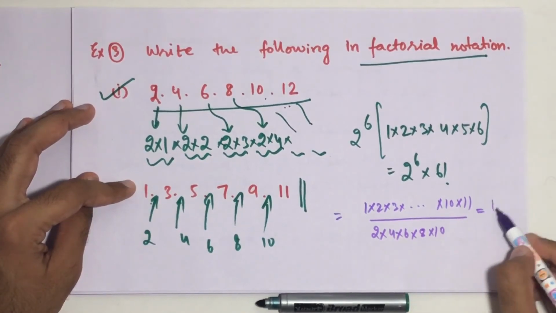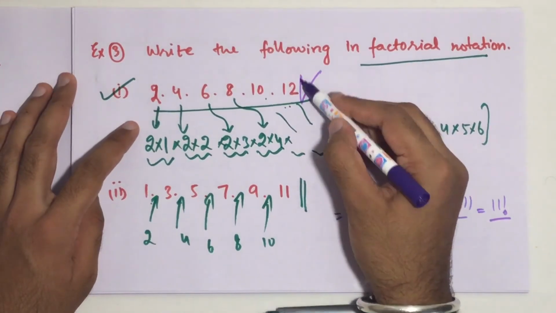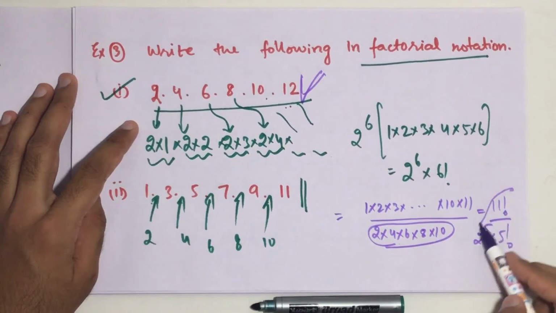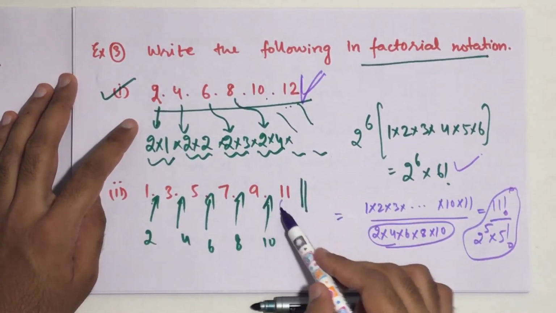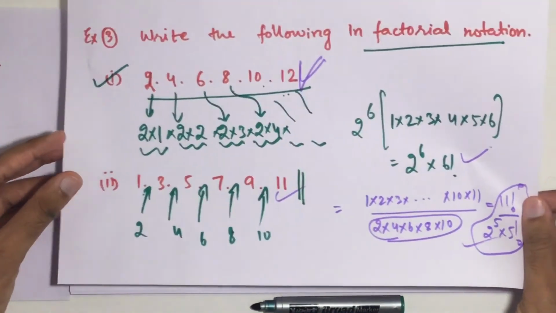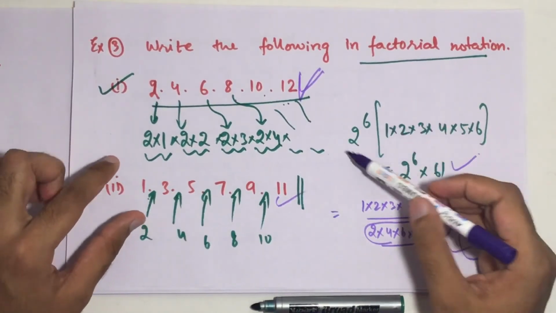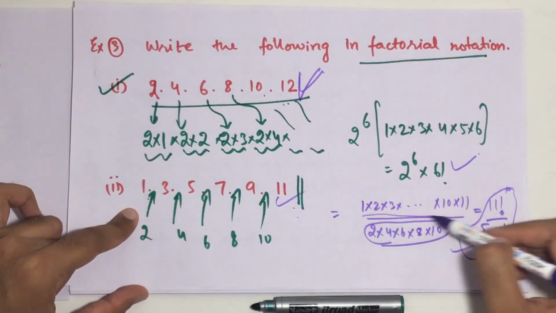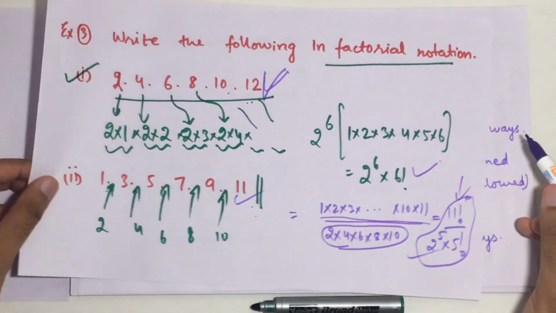Alright, so numerator is 11 factorial and denominator is just like this above example. It is equal to 2 raised to the power 5 into 5 factorial. So now we have successfully converted this in this factorial notation and this example in this factorial notation. Sometimes questions are asked in this way, that convert the following in the factorial notation. In order to convert it into the factorial notation, you should convert it first into the form of continuous product and then write it as factorials.